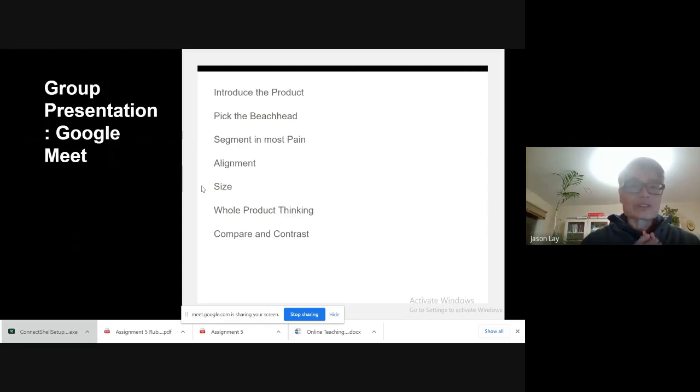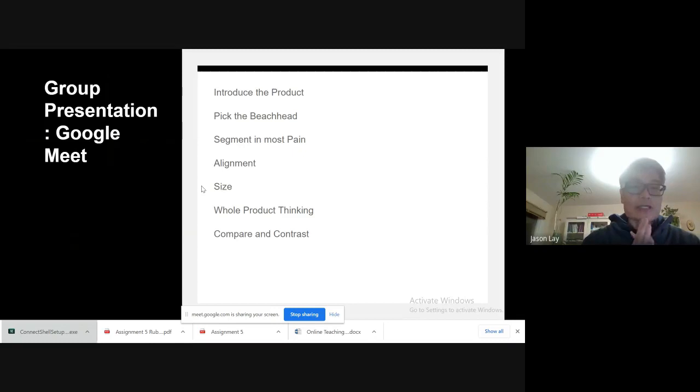Introduce the product, which is Google Meet. What is the beachhead if you're going to launch Google Meet? And then what is the segment in most pain? I'm going to go through this in more detail. So these are the areas, the agenda for today.